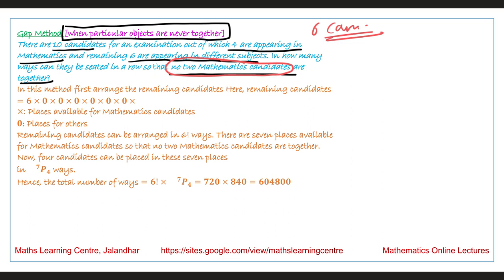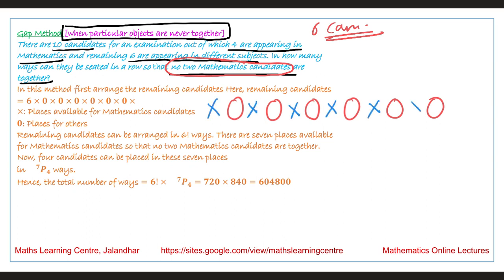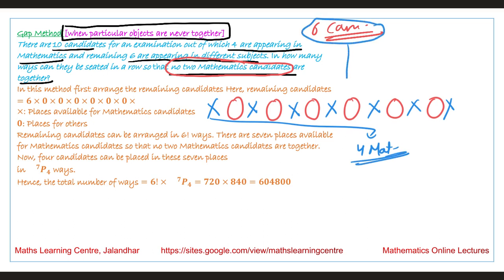So we are talking about the arrangement of these 6 candidates, 1, 2, 3, 4, 5, 6. These are the 6 candidates we are talking about which have different subjects. Now corresponding to these 6 candidates, we have 7 positions, 1, 2, 3, 4, 5, 6, 7, where the 4 mathematics candidates can be arranged. We are talking about the remaining candidates. We are saying these can be arranged over here, and now we have 7 positions where these 4 candidates can sit.